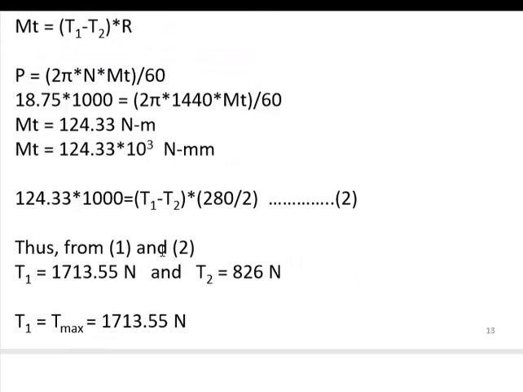Now, after considering equation number 1 and equation number 2, we know that there are two unknowns, and since there are two equations, we can find out what T1 and T2 are. Now, T1 is 1713.55 and T2 is 826 Newton. Since T1 is quite higher, we will say that T1 is equal to T max.